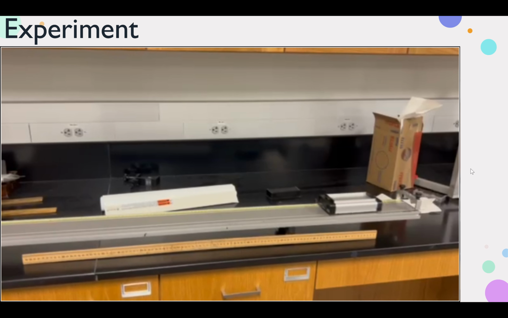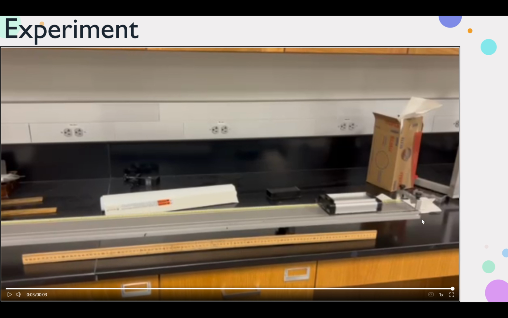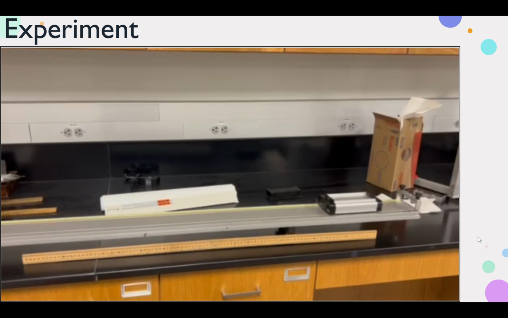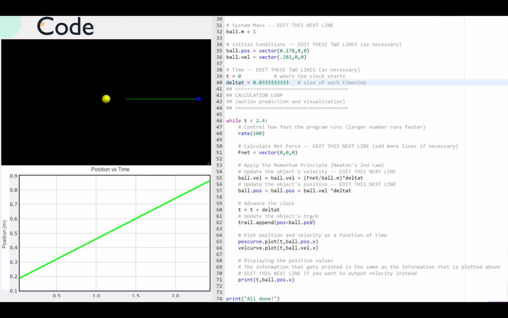I trimmed off the beginning and ending, which the beginning had a slight issue with the camera, while the end had the bump, which is not included. And this is the code that shows the experiment. Above is just visualization of what's going on here.